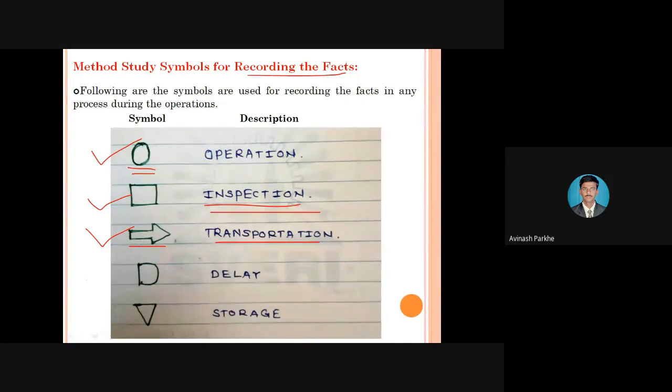Then the fourth symbol is delay. That symbol is also represented by the capital D. You can see here, the symbol is developed in the form of a capital D. Delay means, what happens sometimes during the operation process, if the tool breaks, if the coolant is finished, if your oil is finished, or maybe some accident is happening in the industry, at that time you have to stop your operation. If your operation is stopped, we can say that there is a delay in the operation process.